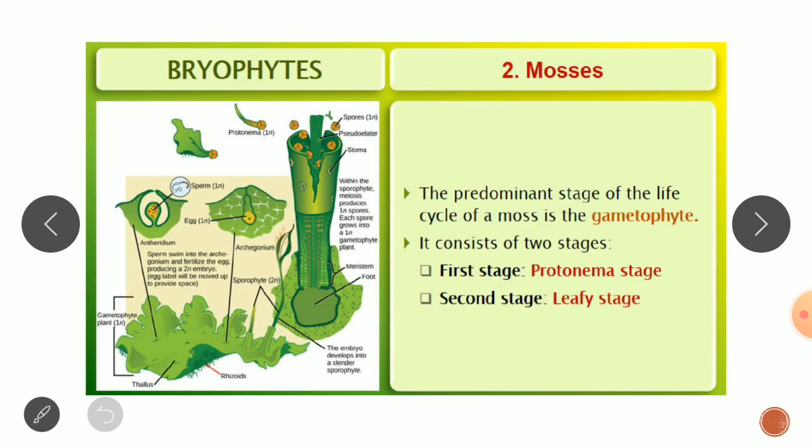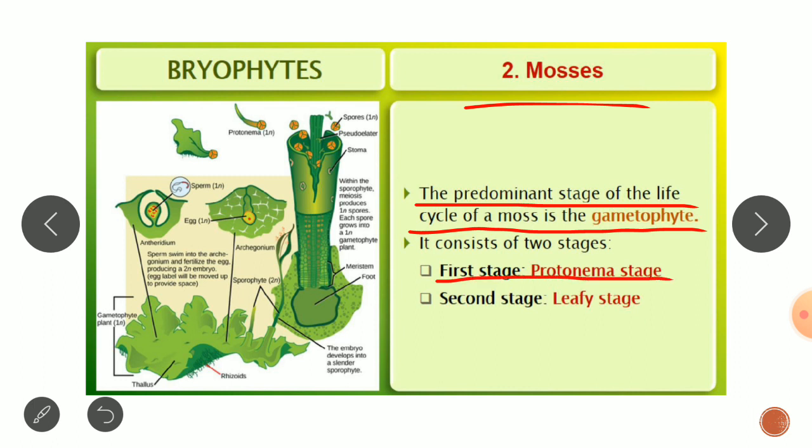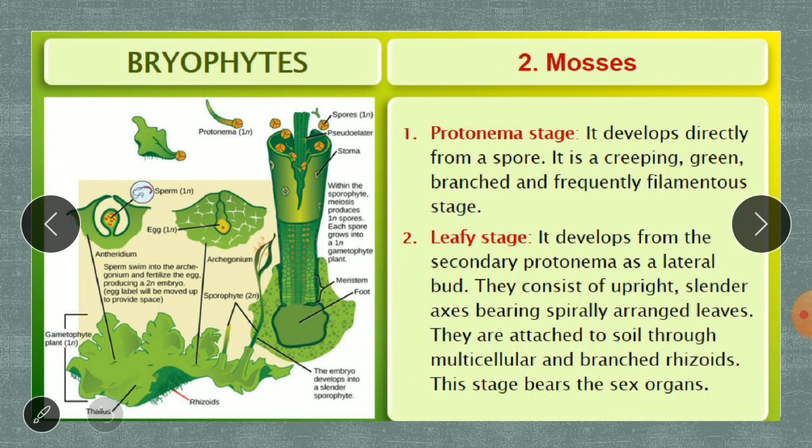Coming to the second type of bryophytes, the second type is the mosses. In mosses, the predominant stage of the life cycle is the gametophyte. It consists of two stages. The first stage is the protonema stage and the second stage is the leafy stage. Let us study each stage in detail.